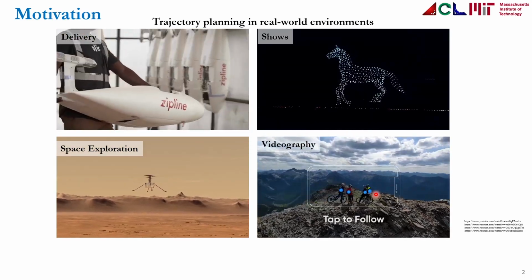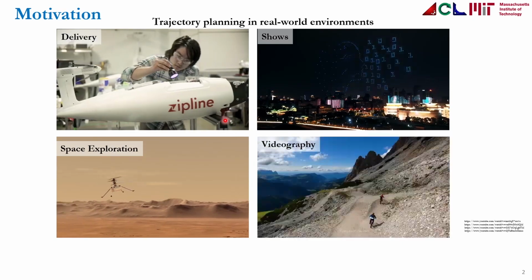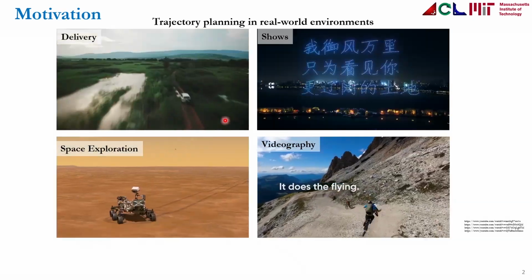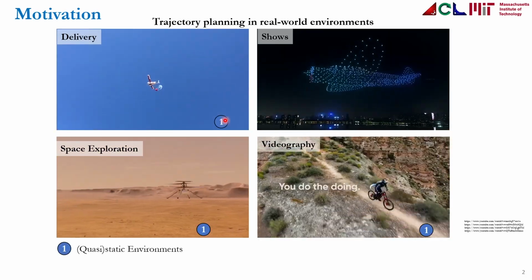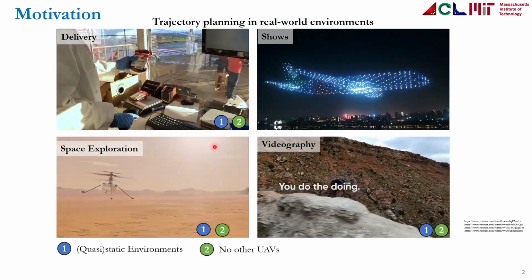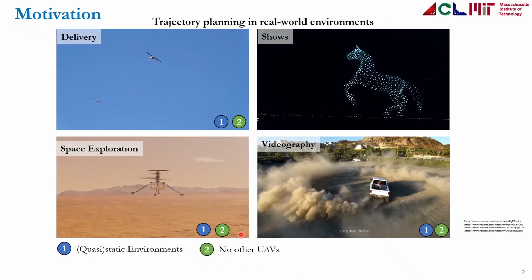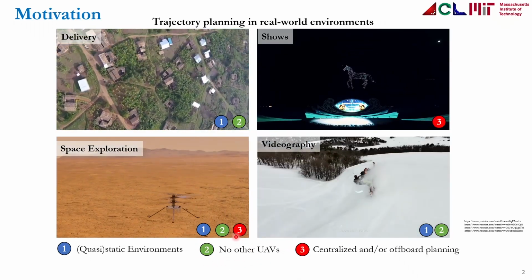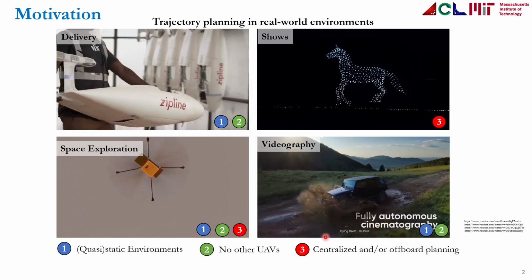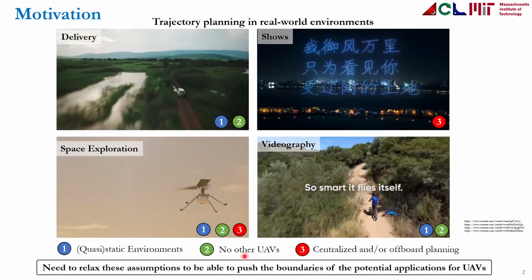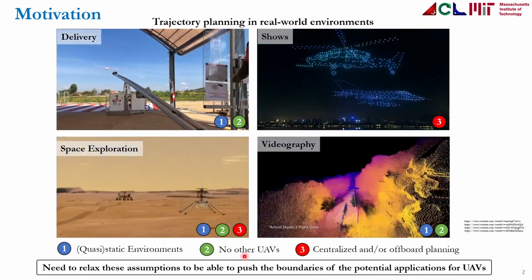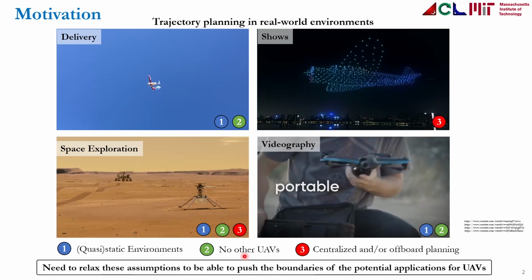The thing is that the algorithms running behind all these videos rely on at least one of these three assumptions. Some of them assume that the environment is either static or at least quasi-static. Then there are other algorithms that assume that there are not other UAVs, other planning agents at the same time. And then there are other algorithms that rely on centralized and/or off-board planning. So if we really want to push the boundaries of the potential applications for UAVs, we need to relax these three assumptions. But first of all, let's start by understanding what trajectory planning actually entails.